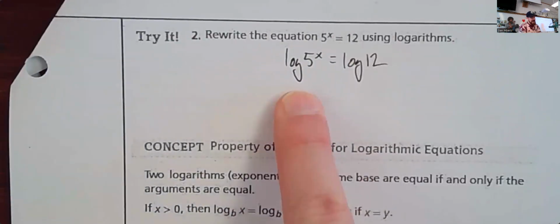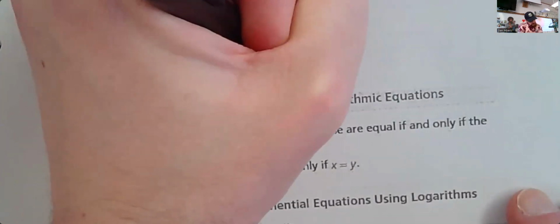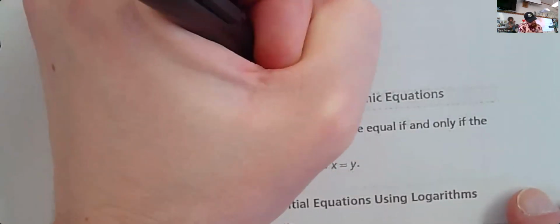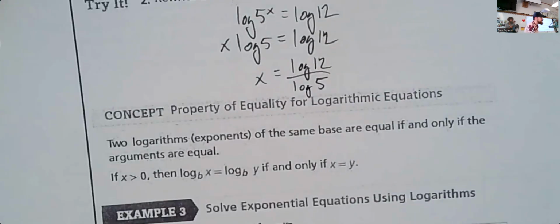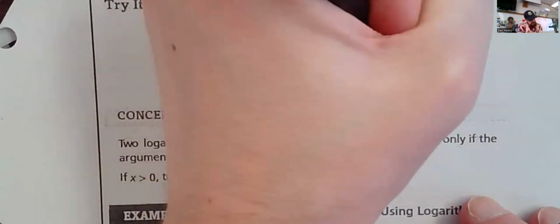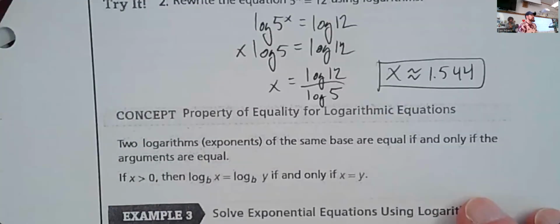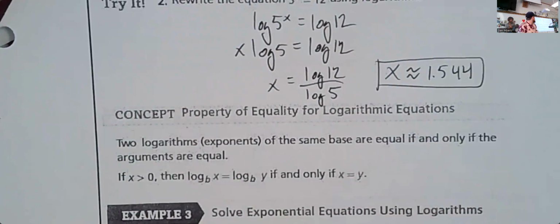So x log 5 equals log 12. Divide both sides by log of 5. So x is equal to log 12 divided by log 5. If somebody divides log 12 by log 5, what do you get? 1 point what? 1.544? All right. So x is approximately 1.544, which is between 1 and 2. That makes sense.